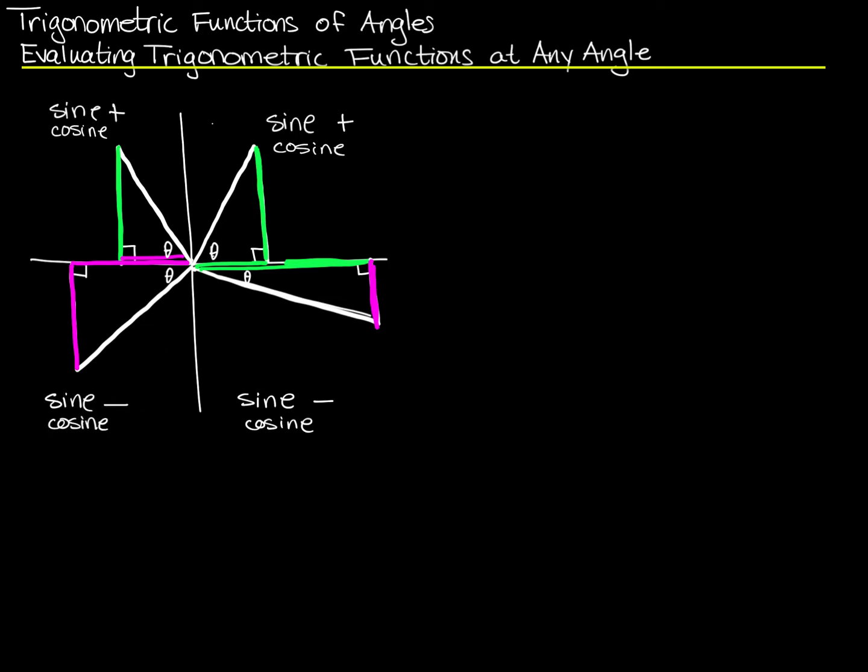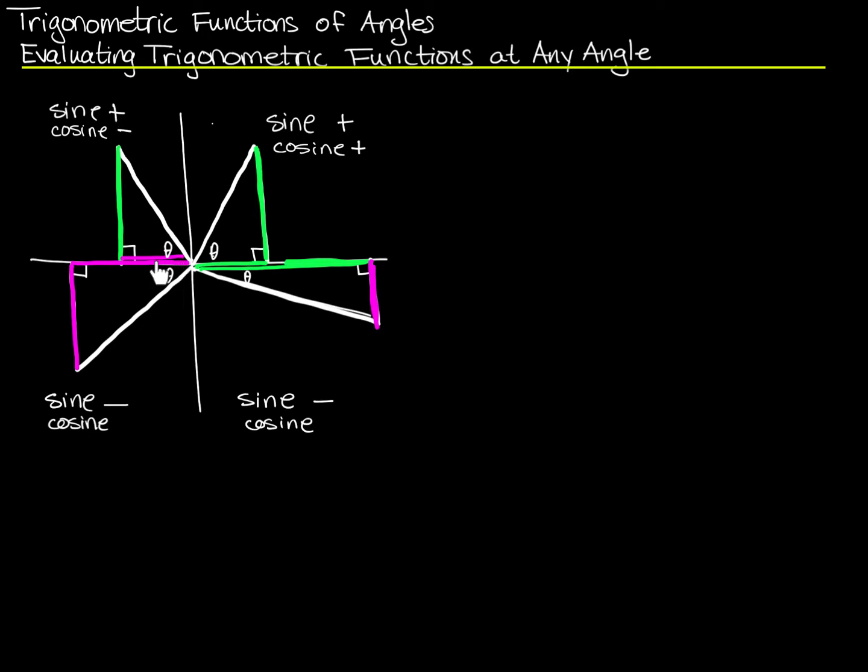Okay, let's do the same thing for cosine. Cosine is adjacent over hypotenuse. In quadrant 1, we have adjacent, which is positive, over hypotenuse, which is also positive. So in quadrant 1, the cosine is positive. In quadrant 2, we have adjacent, right? This is my angle here. My adjacent side is this one here, so it's negative. A negative over the hypotenuse, which is positive. So cosine is negative in quadrant 2.